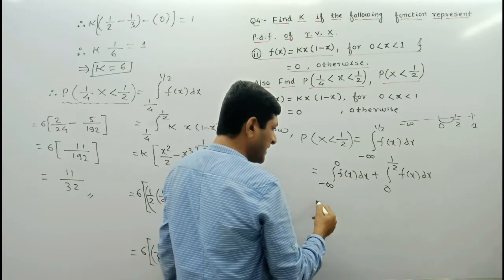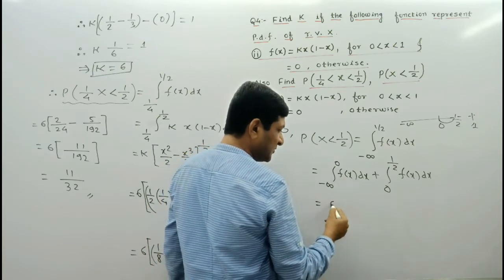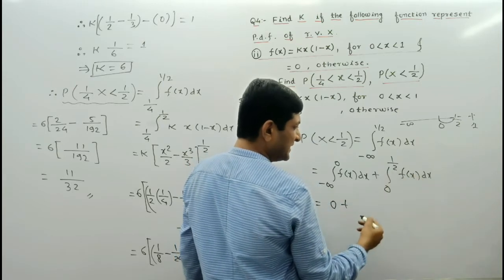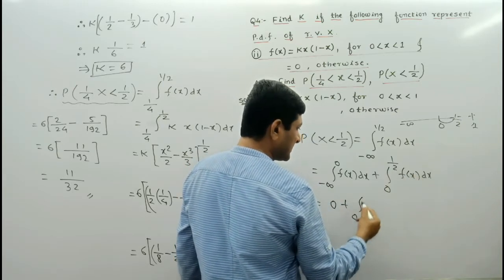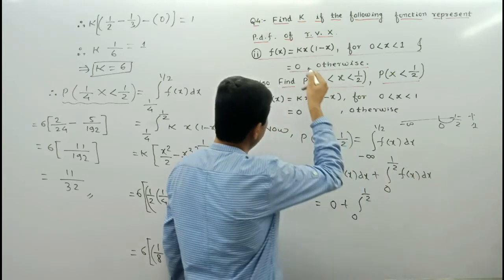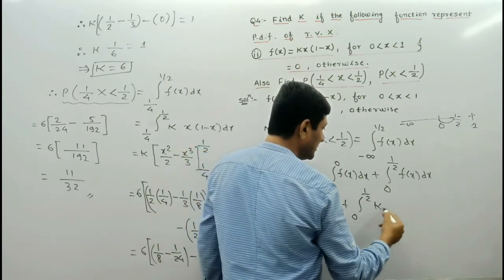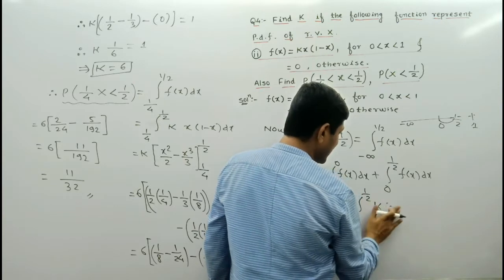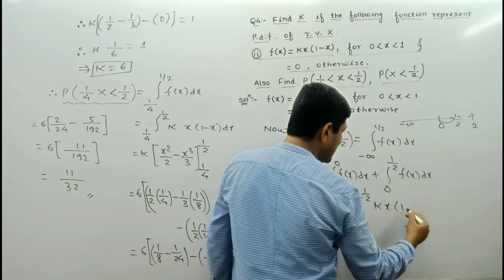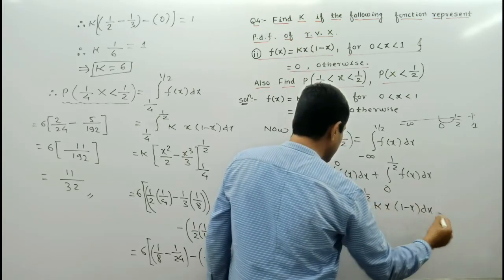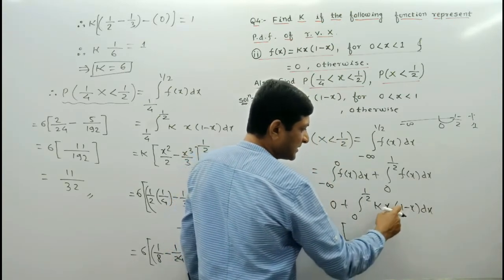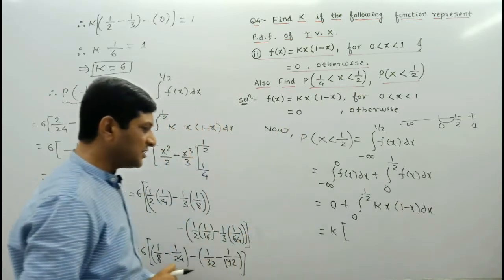So in the first part value of f of x is 0, so its integration is also 0. In the second part already we have got its integration, but better we first substitute the value of f of x. What is the value of f of x? K into x minus k into x in bracket 1 minus x dx. K is a constant, take it outside. So here after taking its integration, what integration we have got here?